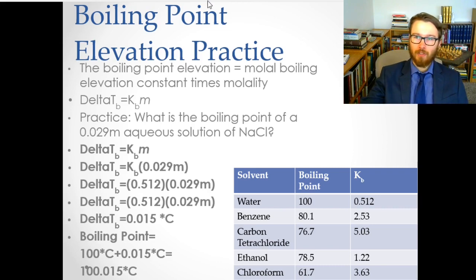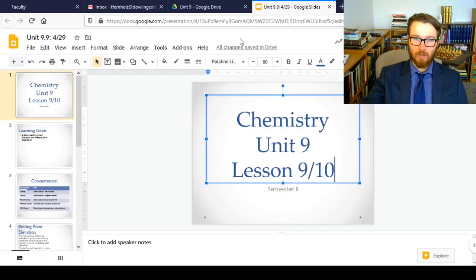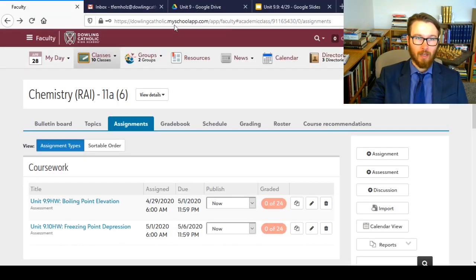I'll show you where your homework is, and what it looks like. All right, so your homework is in your assignments. It'll be on current. Right now it's set to future because I set it up early, right? But you'll click Unit 9.9 homework, boiling point elevation. You'll have a multiple choice homework problem where you'll have to do what I did, follow the steps, you'll get it done no problem, and then you're done.